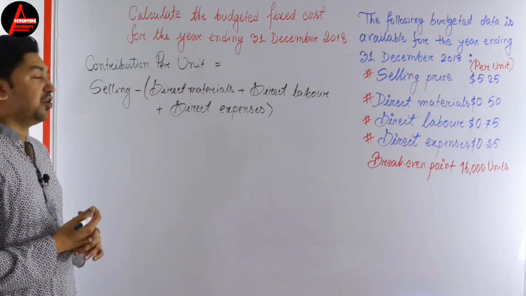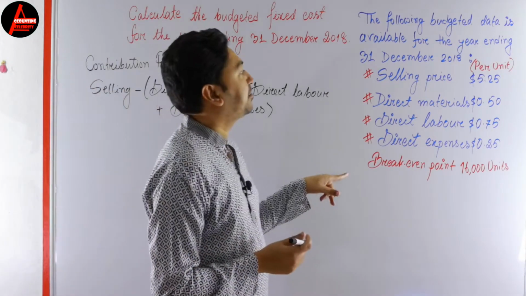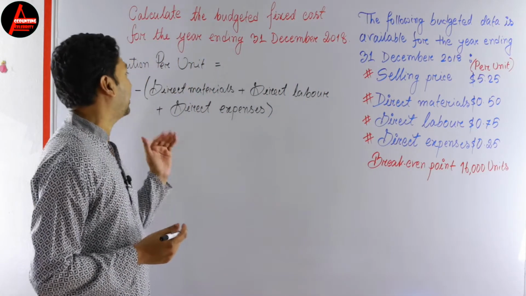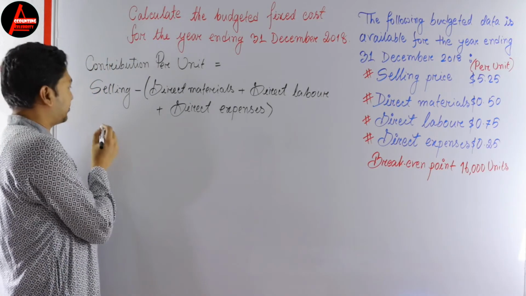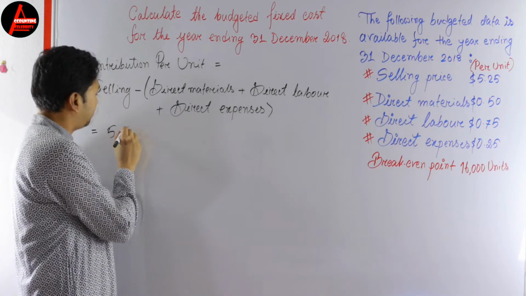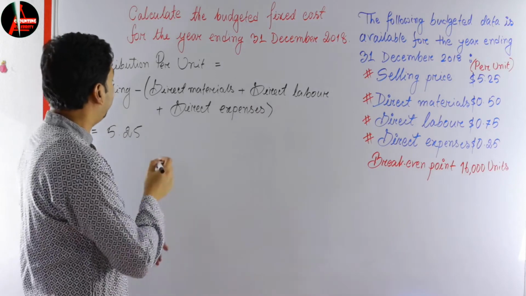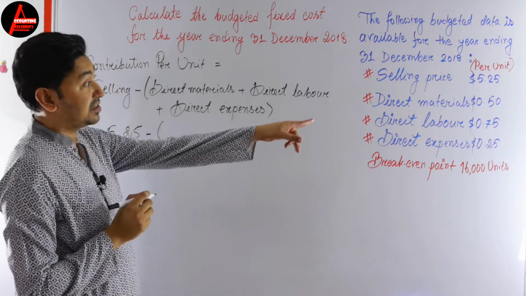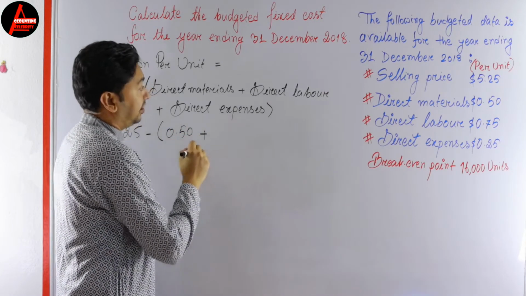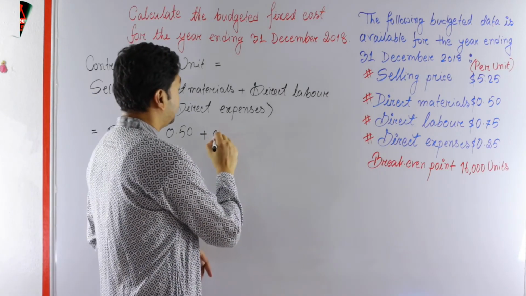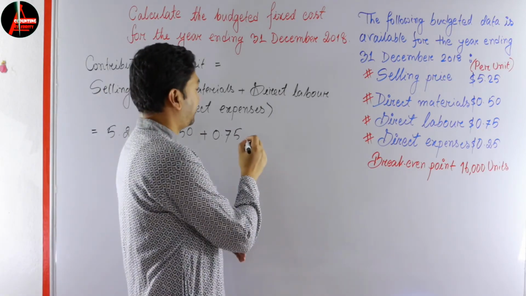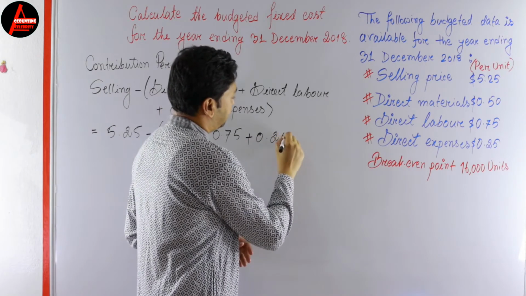Okay, so we have in this question selling price, we have direct material, direct labor, and direct expenses. So now we'll put this value here in this formula. So let us write here selling price, which is $5.25. Then we have here direct material is there $0.5, okay. Then direct labor is here $0.75, and then we have direct expenses here $0.25, okay.